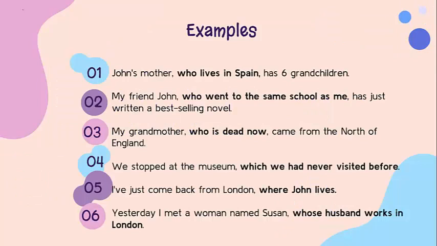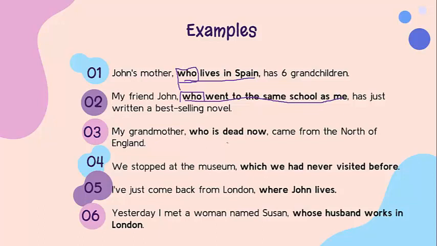Example number 1. John's mother, who lives in Spain, has 6 grandchildren. Who lives in Spain is the non-defining relative clause, and we introduce it with the relative pronoun who. Then we have the second example. My friend John, who went to the same school as me, has just written a best-selling novel. Who went to the same school as me is the non-defining relative clause. And here we have the relative pronoun who.